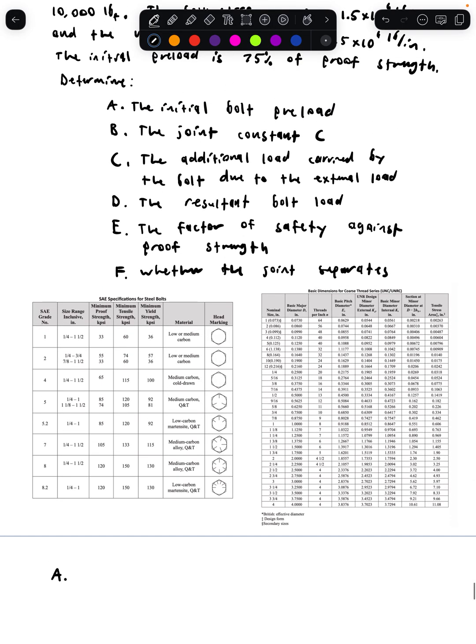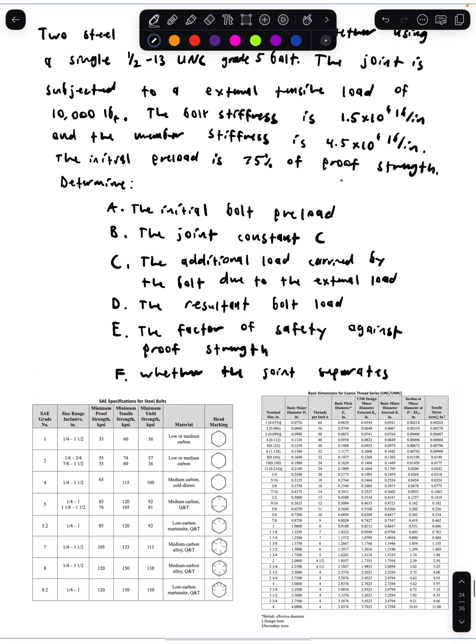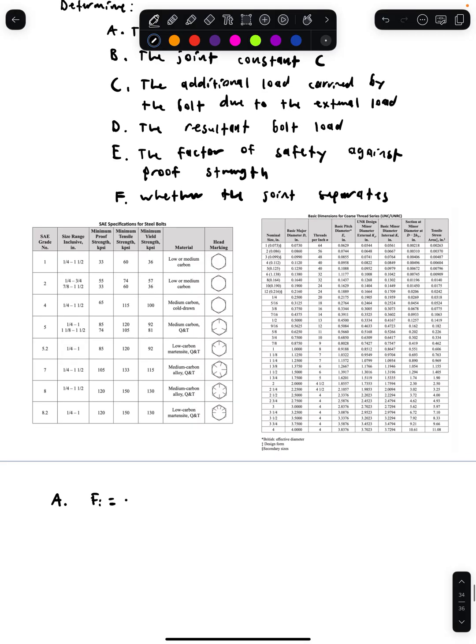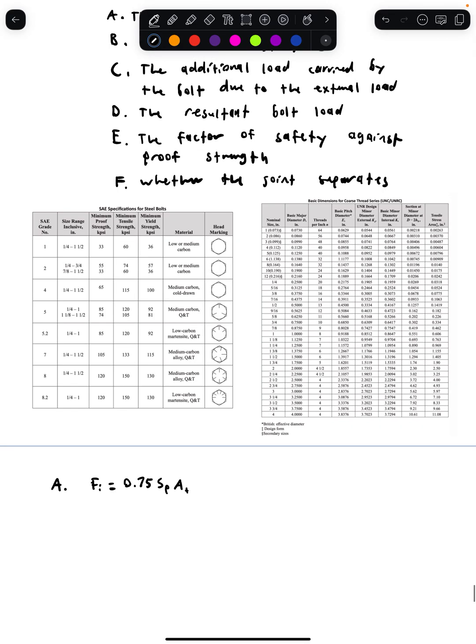Like I said earlier, there's not really an equation for the preload, so we have to use our context clues. It tells us we're loaded to 75% of proof strength, so it's going to be 0.75 times proof strength, which I'll write as S sub P, times the tensile area. It's very important to use the tensile area for anything having to do with a bolt.